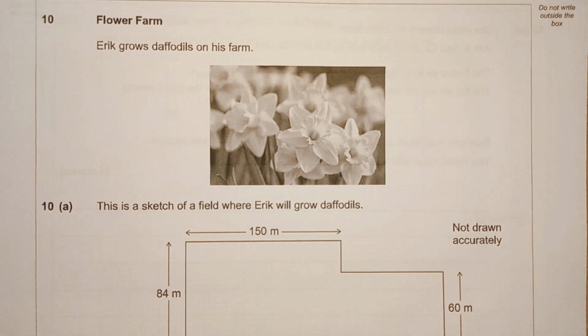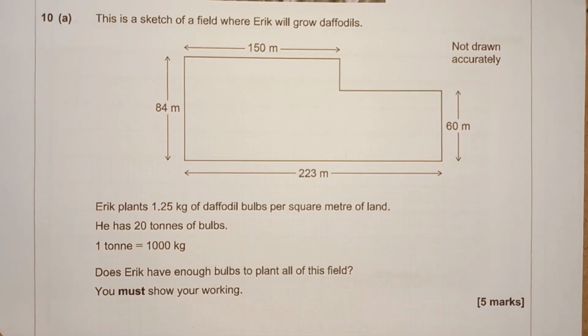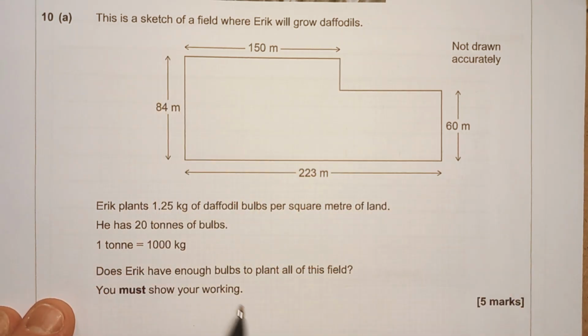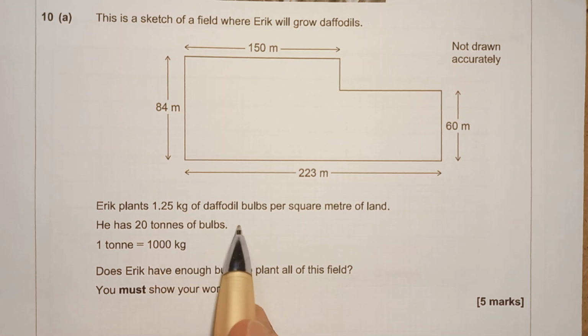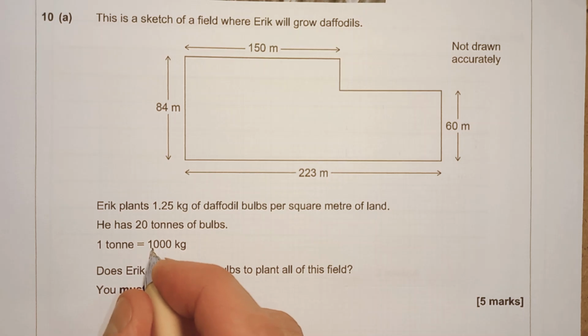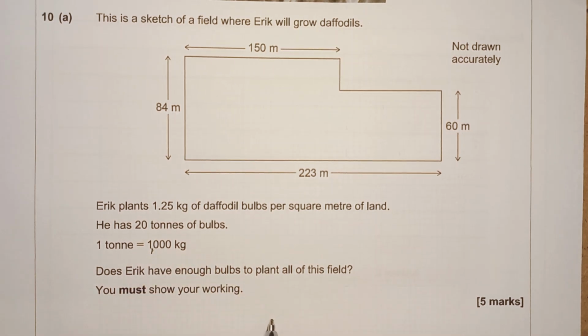Question 10. Flower farm. Eric grows daffodils on his farm. 10A. This is a sketch of a field where Eric will grow daffodils. Actually, we don't need to have that picture of daffodils anymore. Okay. So we've got some of the measurements of the field on here. Eric plants 1.25 kilograms of daffodil bulbs per square metre of land. He has 20 tonnes of bulbs. And we're told that 1 tonne is 1,000 kilograms. Does Eric have enough bulbs to plant all of this field? You must show your working.